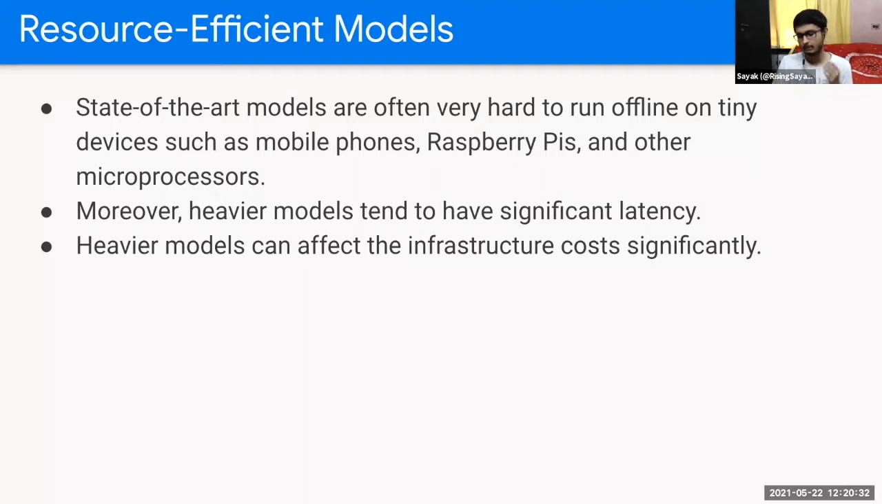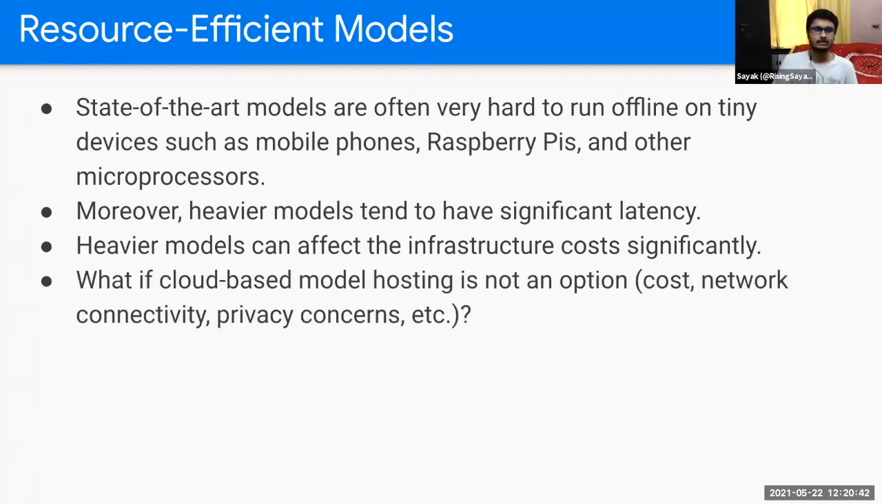So I hope I made the grounds quite clear as to why resource efficient models are currently a requirement for many use cases. And of course, think about a situation where cloud-based model hosting is not really an option. There may be cost-related issues. There might be network connectivity-related issues. There might be privacy concerns in the first place. What if those requirements are stringent, and what if they are meant to be met at any cost? So again, offline models are the way to go forward in those situations, right?